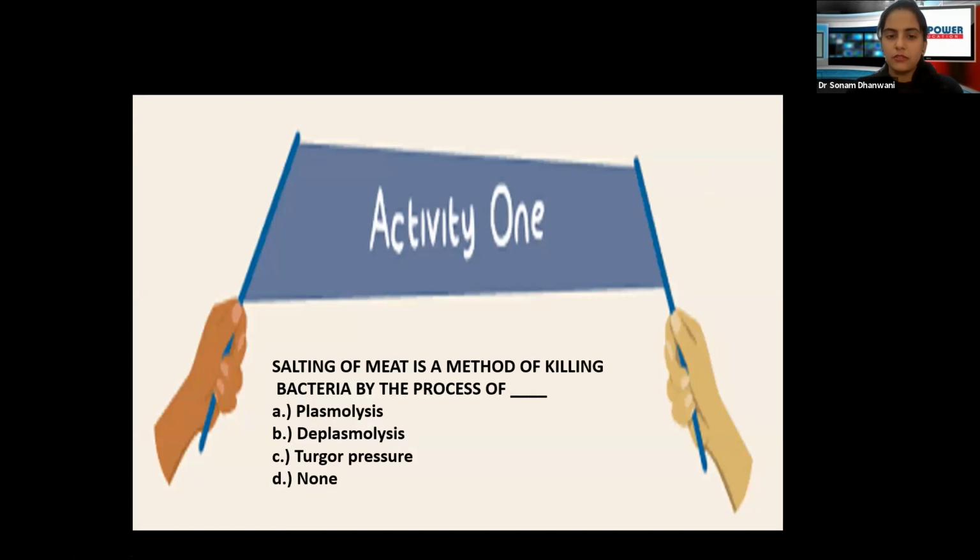Salting of meat is a method of killing bacteria by the process of dash. The options given to you are plasmolysis, deplasmolysis, turgor pressure. So all these terms we have studied, right? We saw there were 2 terms, that is turgor pressure and cell wall pressure. Then we also saw something related to tonicity, right? In that we saw about 3 different solutions: isotonic solution, hypotonic, and hypertonic, correct? Then what was plasmolysis? Plasmolysis was shrinkage of the cell cytoplasm away from the cell wall.